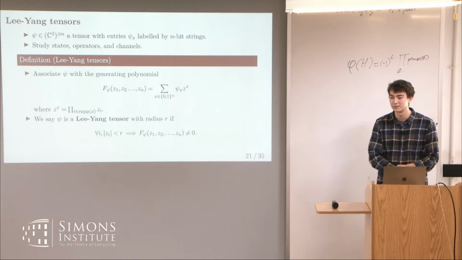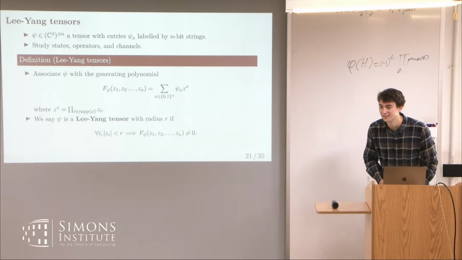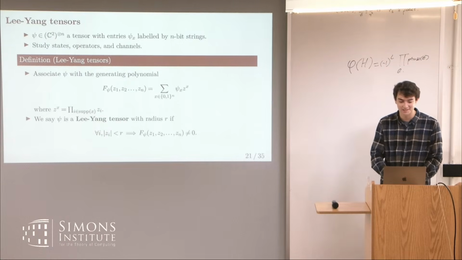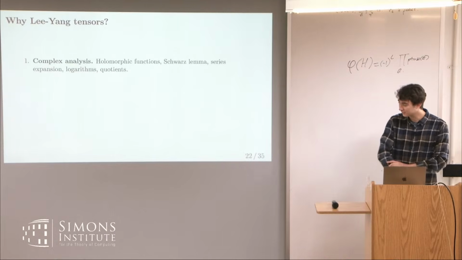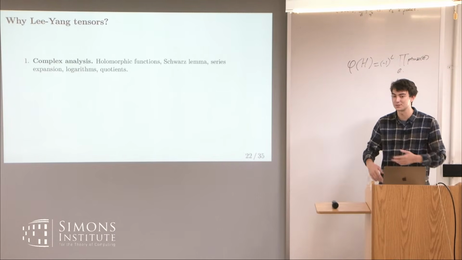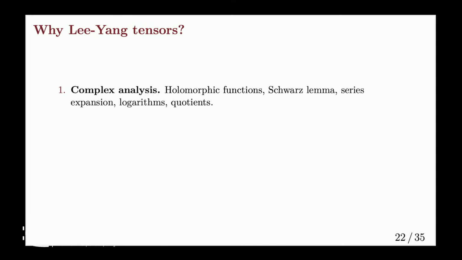Can you give a little bit of intuition on how this will be used? Yes. Why Lee-Yang tensors? There are a few reasons. One is that once you have the zero-free property, you can apply complex analysis on this region. In particular, there are a lot of theorems about holomorphic functions. We're going to use the Schwarz lemma, the series expansion, and you can also take the log of something that's non-vanishing, and quotients. You can put them in the denominator and still get more holomorphic functions. So we're going to be using all of those.